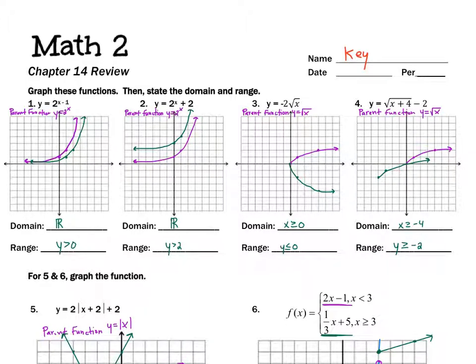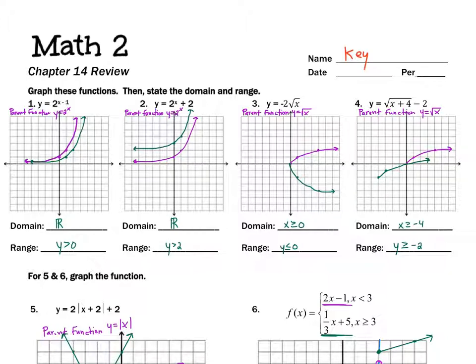All right, on number 4, the only thing we're doing is adding 4 under the square root and subtracting 2 outside. Well, the same as within the exponent on the exponential, those went left or right. Underneath the square root also goes left and right. And again, they are opposite of what we think they would be. Since it's plus 4, that actually moves us left 4. Minus 2 moves us down 2.